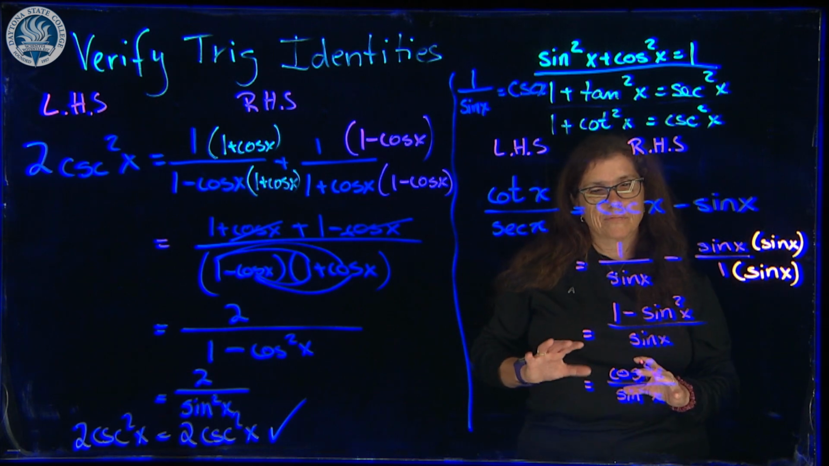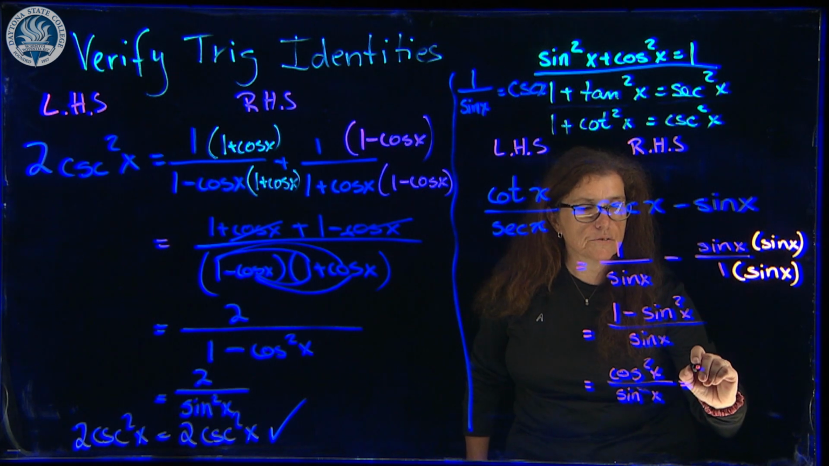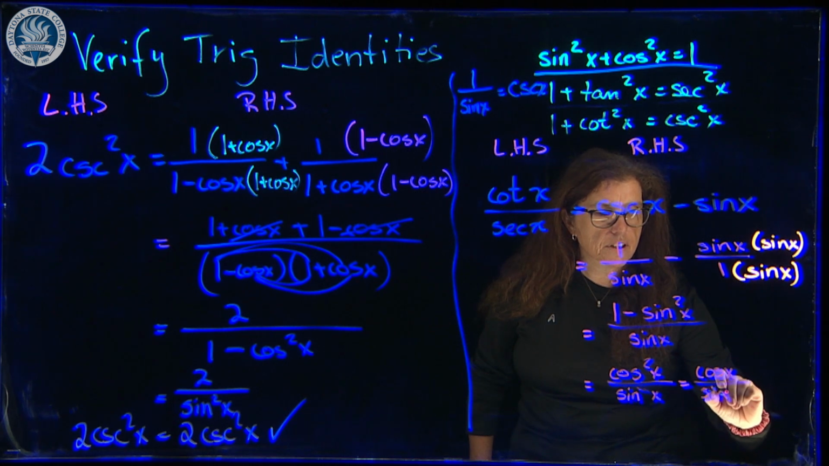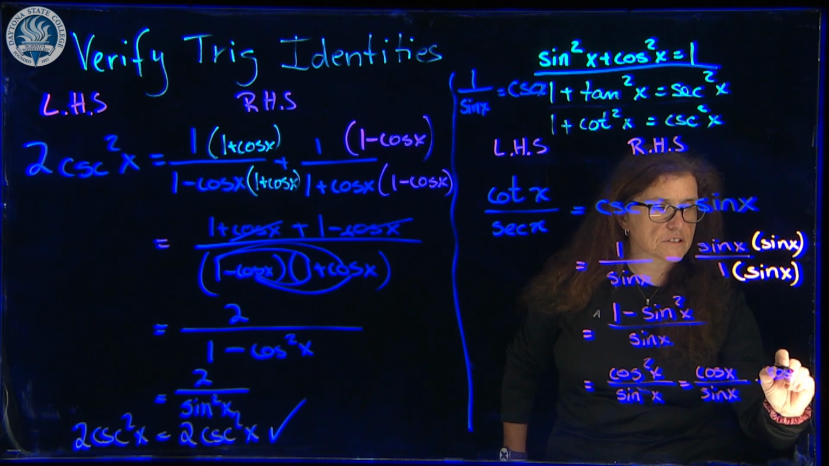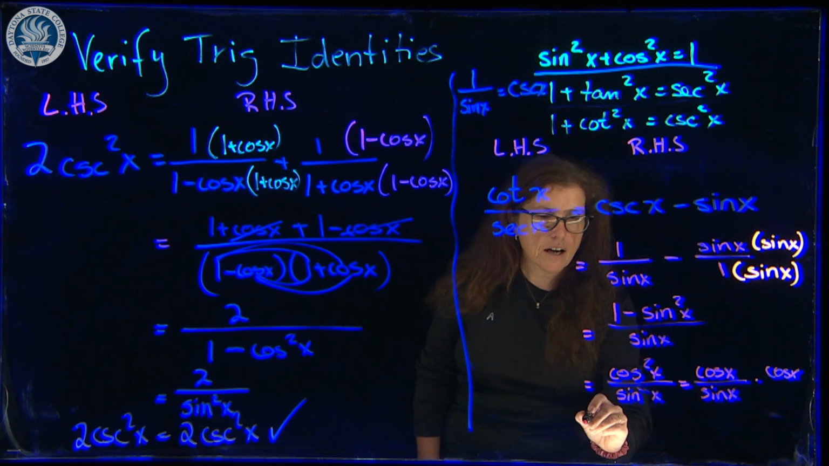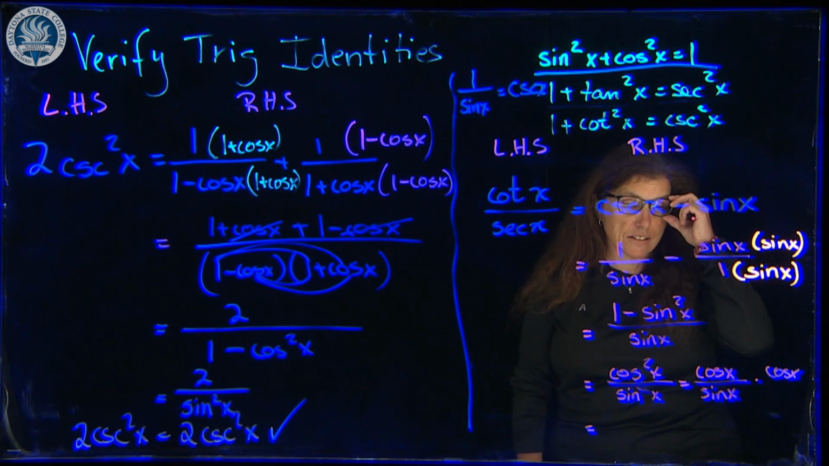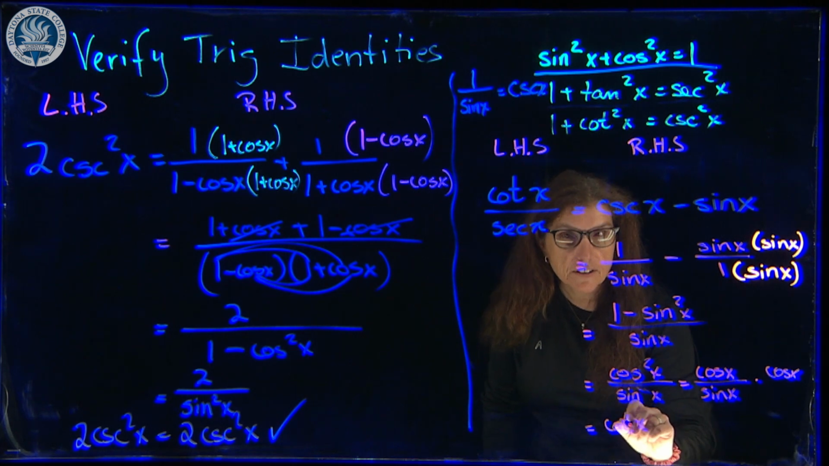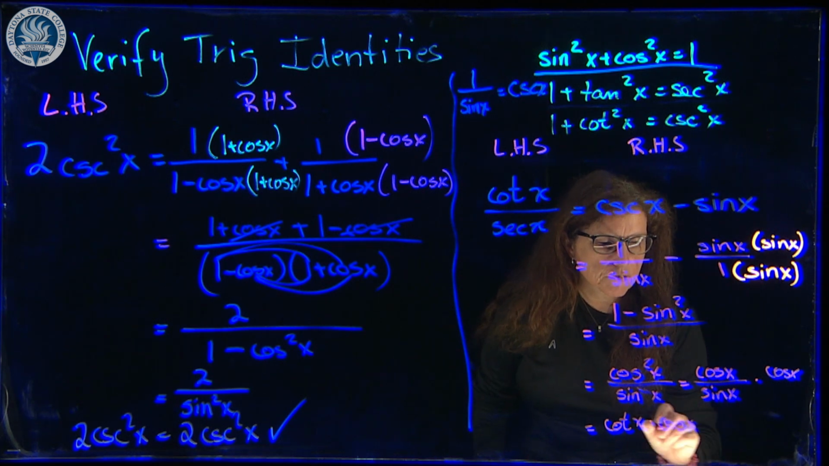Okay, now I'm almost there. Why don't I change that into cosine x over sine of x times, then I still have another cosine of x. So I separate the cosine squared into cosine cosine. Now, the cosine x over the sine of x is what? The cotangent of x. Okay, we're getting there. Now, times the cosine of x.